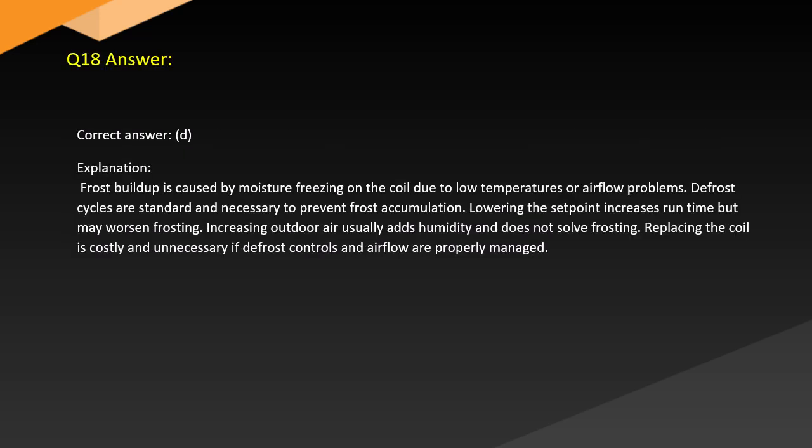Answer. Correct answer: D. Explanation. Frost buildup is caused by moisture freezing on the coil due to low temperatures or airflow problems. Defrost cycles are standard and necessary to prevent frost accumulation. Lowering the set point increases runtime but may worsen frosting. Increasing outdoor air usually adds humidity and does not solve frosting. Replacing the coil is costly and unnecessary if defrost controls and airflow are properly managed.